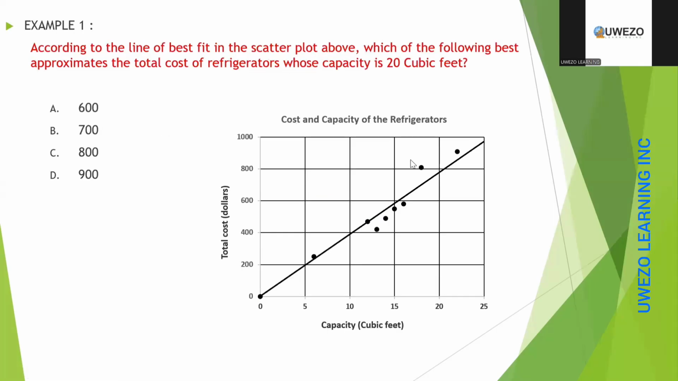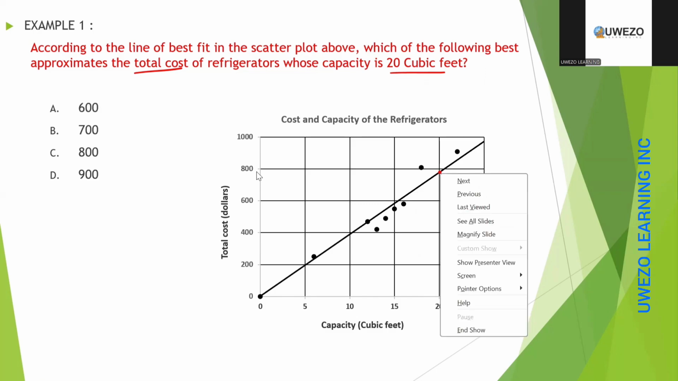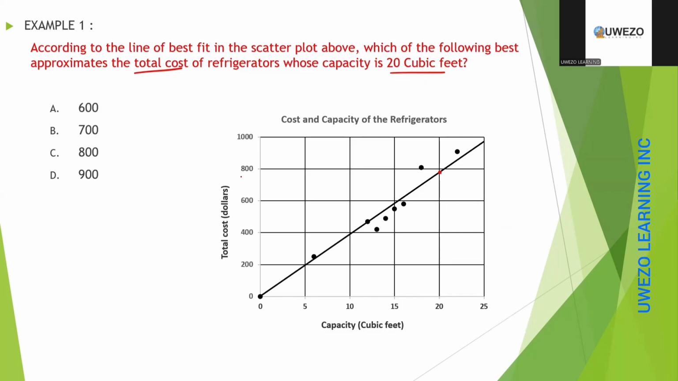In the given scatter plot, they're asking which of the following best approximates the total cost when the capacity is 20 cubic feet. Now look for 20 on the x-axis, and now look for the point on the line, and now the corresponding y value. So that's approximately 800. That is the answer. We don't have to solve anything here. We just have to visually interpret.